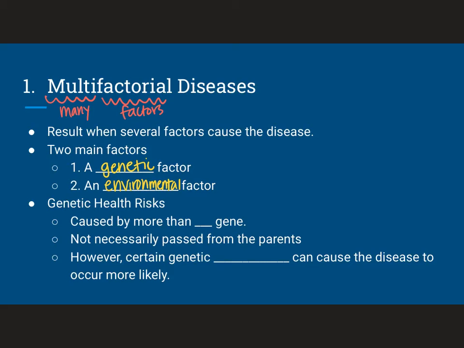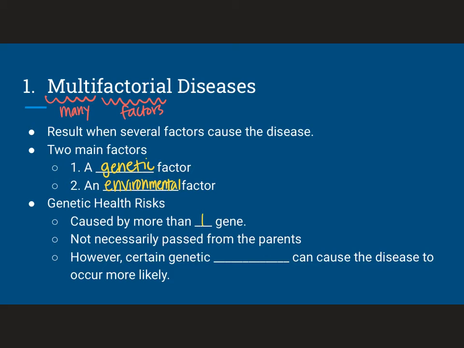Usually genetic health risks happen because of more than one gene. And thus you have the name for multifactorial diseases. It's not going to be a single gene disorder. You're going to have maybe several different genes that are affecting you. And they're not necessarily passed from the parents. You can have different genes passed from your parents, but then also you may have different genetic factors either from your ancestors, or you may have developed something when you're having your cell division. So it can be completely up to you.